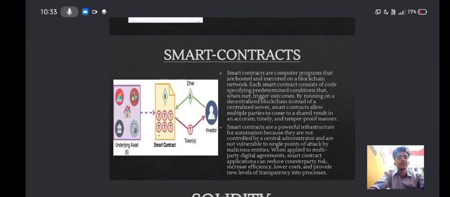Now we will see what smart contracts are. Smart contracts are basically small pieces of code, or computer programs, that are hosted and executed on a blockchain network, and each smart contract consists of code specifying predetermined conditions that, when met, trigger outcomes. By running on a decentralized blockchain instead of a centralized server, smart contracts allow multiple parties to come to a shared result in an accurate, timely, and tamper-proof manner. Smart contracts are powerful infrastructure for automation because they are not controlled by a central administration and are not vulnerable to single points of attack by malicious entities. If they are made once, they cannot be edited; they can only be deleted. So this was about smart contracts.